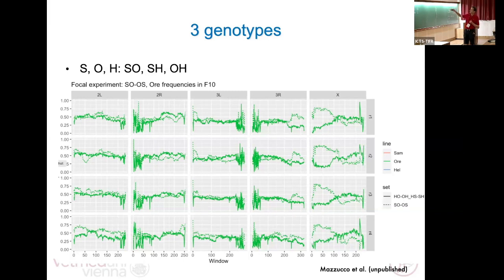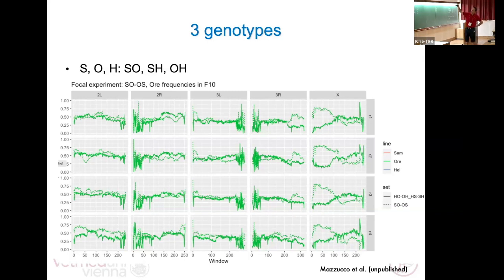I was focusing on the difference of Samarkand and Oregon. This is the one that Vidadish also has on his poster. What you find here is a dotted line, which is the observation: the selection response that we observe for the Samarkand and Oregon experiment. The solid line is the predicted selection response, based on the selection responses of Helsinki-Oregon and Helsinki-Samarkand. So this is the prediction based on the competition of two different genotype combinations.